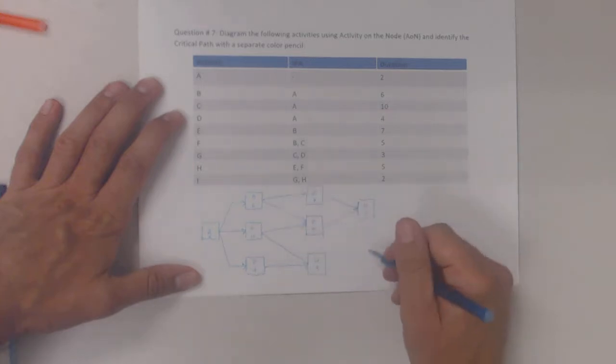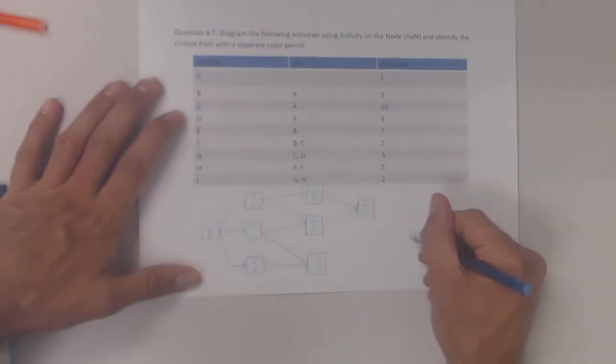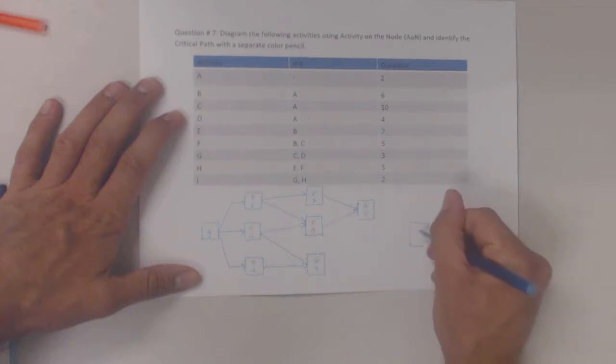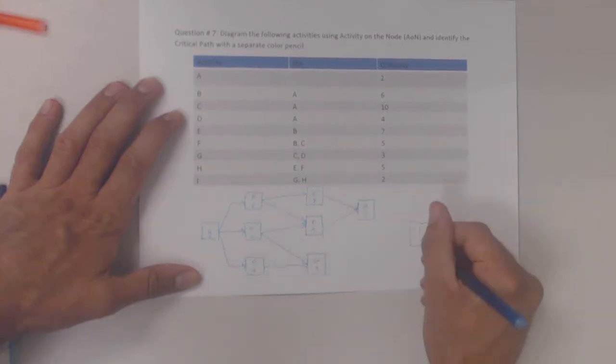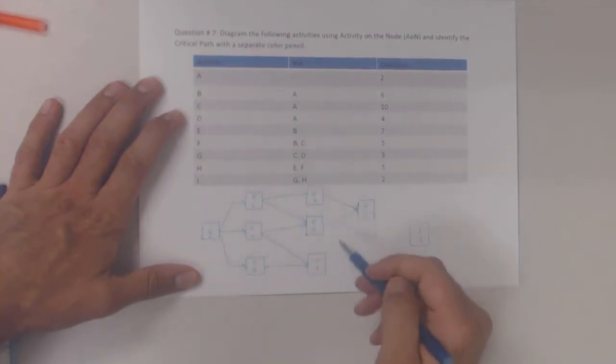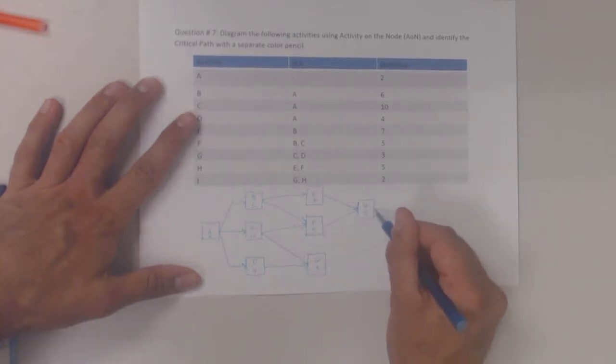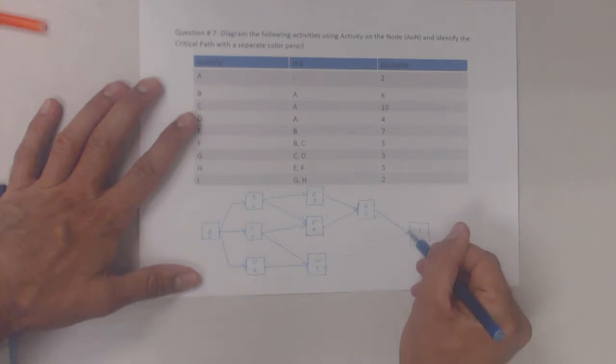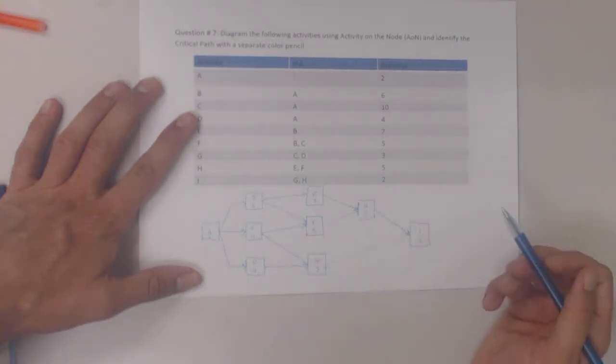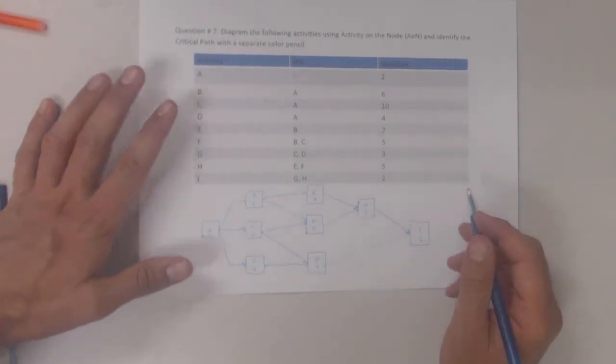I has G and H linked to it, so I need to put another activity over here, activity I. It's a 2-day duration, and its predecessors are both G and H. So G and H. And actually, if you're doing activity on the node, you would stop right there.